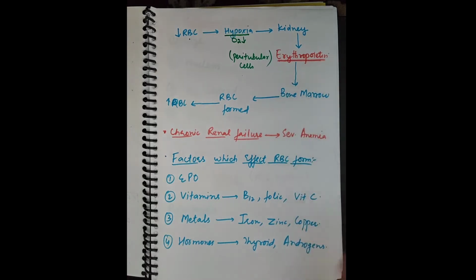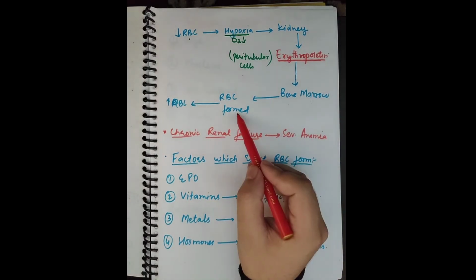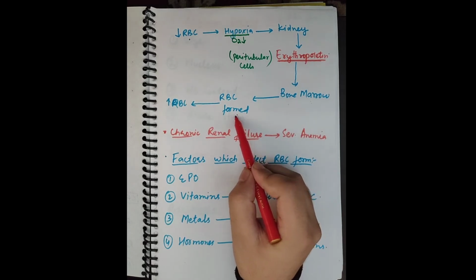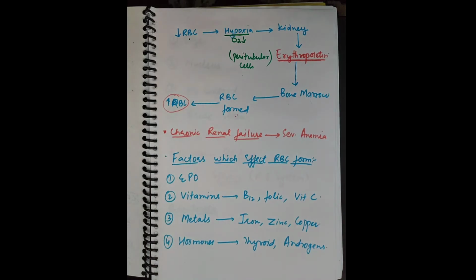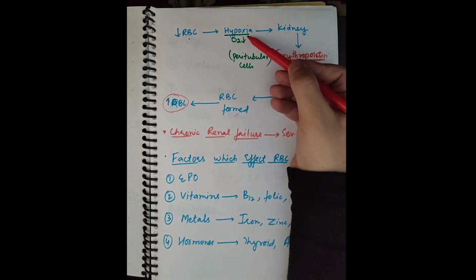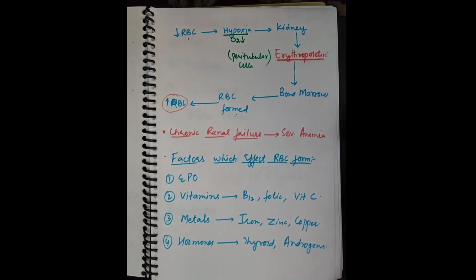This is a very important molecule, erythropoietin. This erythropoietin will come out of the kidney, enter the blood, and via blood it will reach the bone marrow. When it reaches the bone marrow, it will stimulate the stem cells, and when stem cells are stimulated, what will happen? The RBCs will be formed. When RBCs are formed, there will be an increase in the RBC count. When the RBC count increases, hypoxia will be gone, and when hypoxia is gone, the erythropoietin levels will come down.